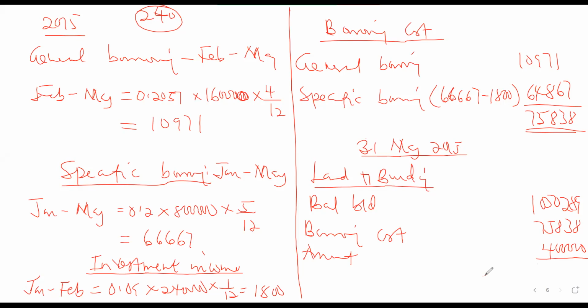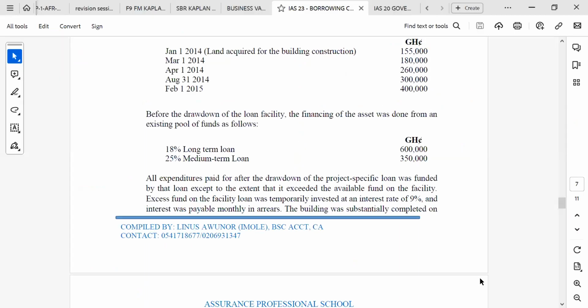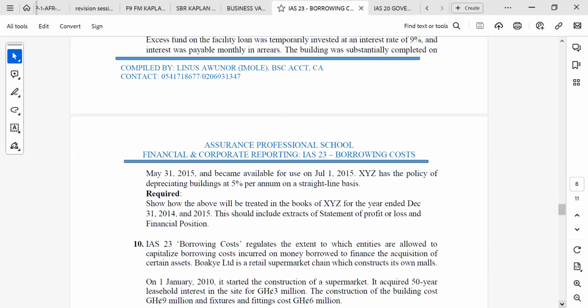I'm having 1,526,127. Is that correct? Yes. Okay. So the question now is, when was the asset ready, or when did the asset become available for use? The question says something like that. It became available for use on 1st July 2015.